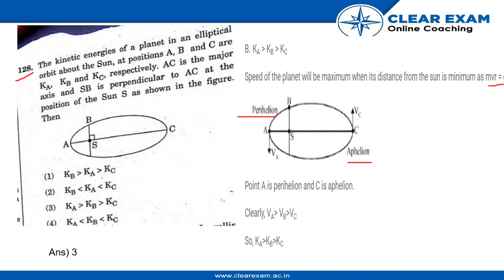Clearly, Kc is less than Kb, which is less than Ka. So the answer will be 3. Thank you.